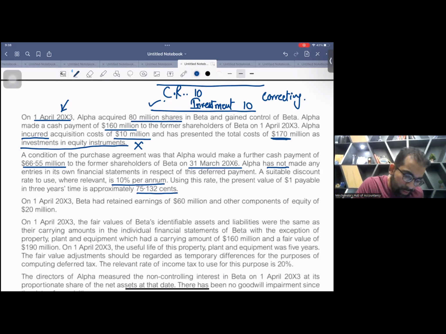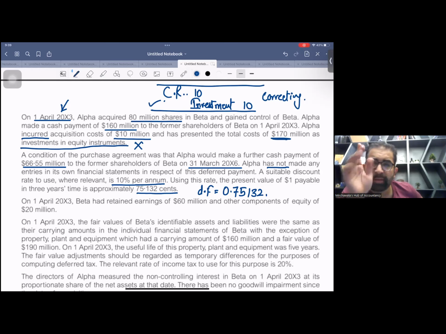So if I write simple, discount factor is 0.75132. This is the discount factor. They have given you in cents. So if you convert cents into dollars, it will look like this. So we will ready-made use this discount factor.